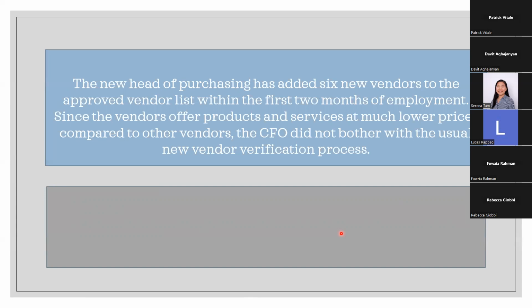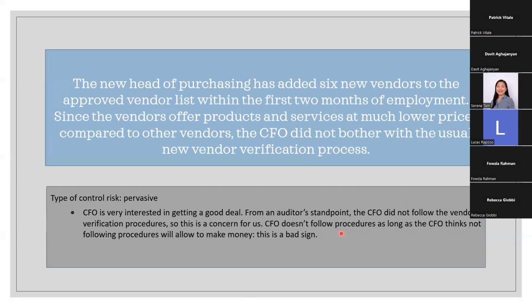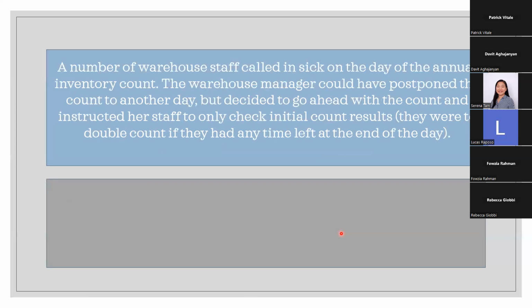Because we're talking about the new head of purchasing and the CFO, C-suite again. So they have impact on many things, tone at the top. That's why it's pervasive, and that would increase your risk. It is pretty easy, right? You guys are too good for this. Increase control risk.